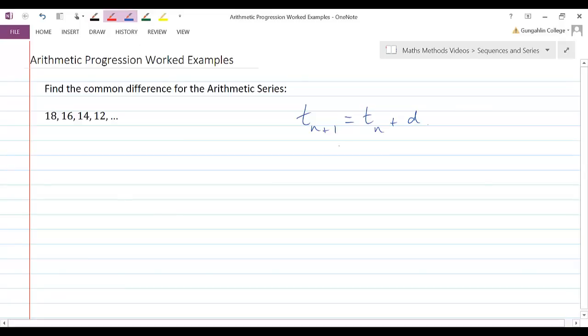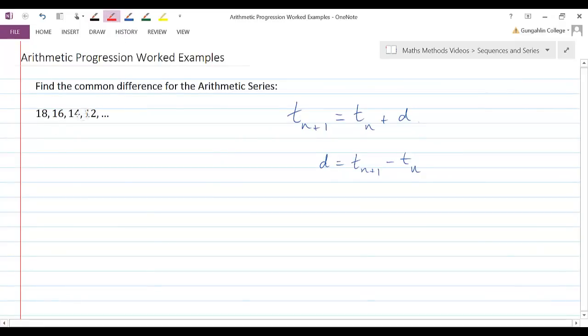If you rearrange this and make d the subject, you end up with d is equal to Tn plus 1 minus Tn. So if I subtract subsequent terms, I can find the common difference. If I take one of these terms, let's take this one, 14, then d is going to be 14 minus the previous term, which is 16, and my common difference is negative 2. That makes sense because these terms are going down by negative 2 each time.